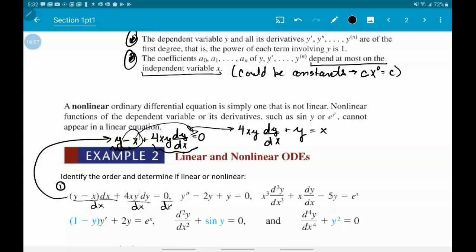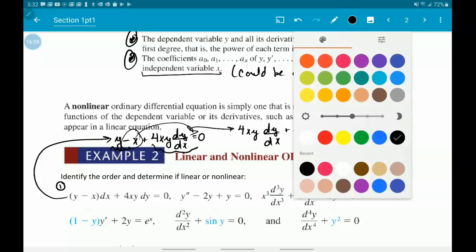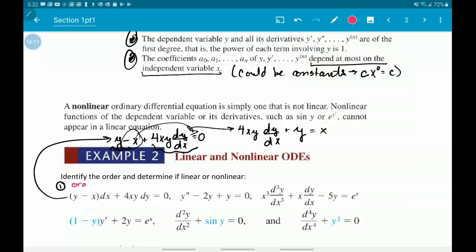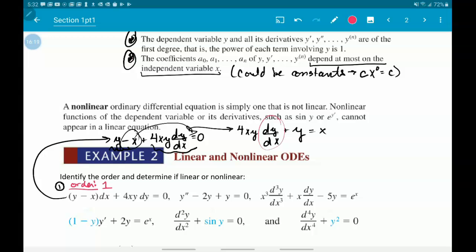Now we're asking, what's the order and is it linear or nonlinear? In this case, the order is 1. The highest derivative we see is that first derivative. But this guy is nonlinear. Can you identify the term that's the nonlinear term? What makes this nonlinear? Well, in this case, what makes this nonlinear is the coefficient 4xy. This coefficient is dependent on both x and y, and we need it dependent on just x.